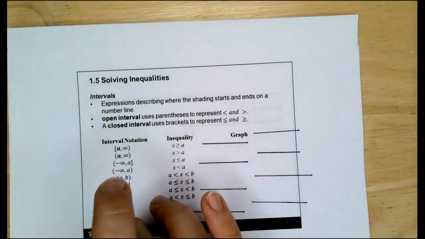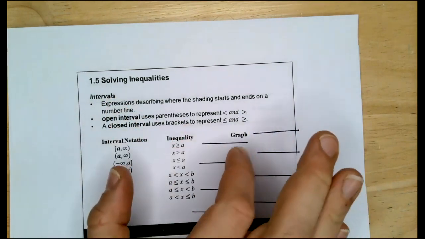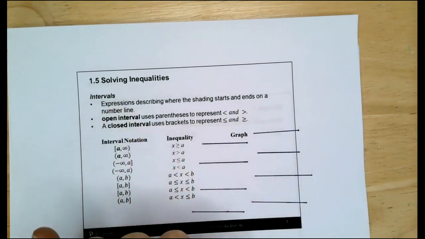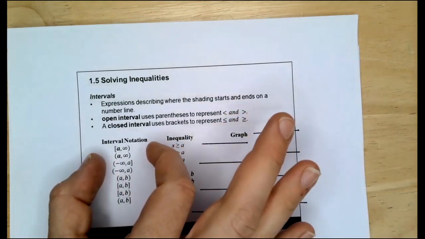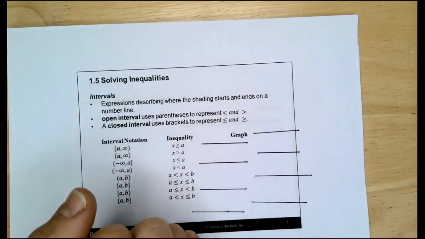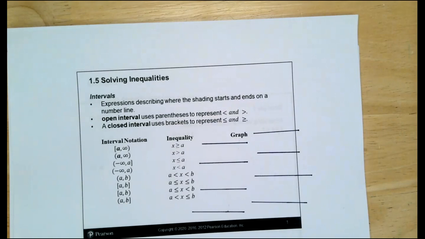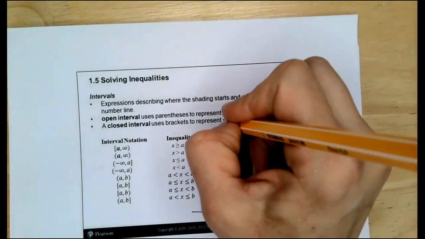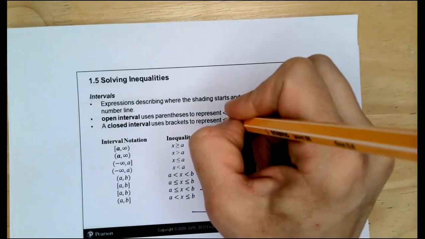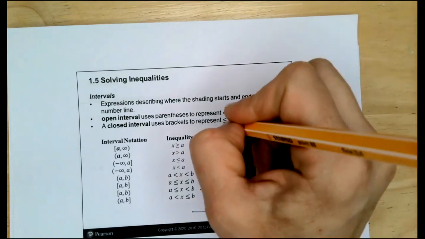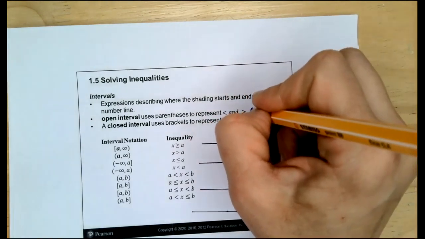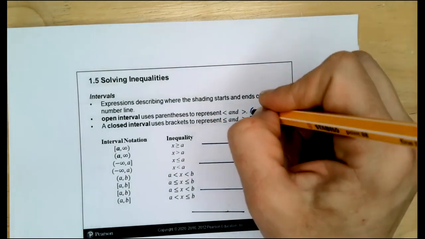We are going to write them in interval notation. An interval is probably the newest way you've seen it. Intervals are expressions describing where the shading starts and ends when you graph this on a number line. An open interval uses parentheses to represent less than and greater than, but a closed interval uses brackets to represent less than or equal to and greater than or equal to. How I remember it is that it could be equal to that, so it's a bit more serious: less than or equal to is a bracket because it includes that number. Whereas less than is just parentheses. It does not include that number. It's just going to touch it.